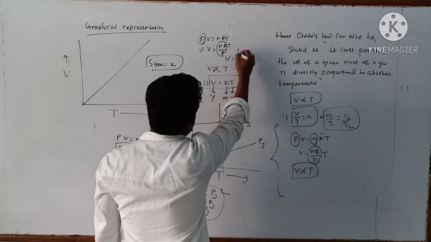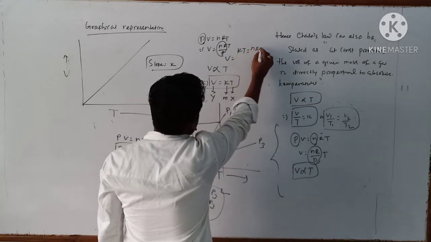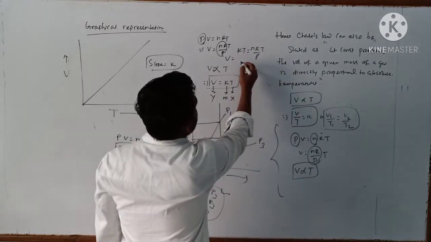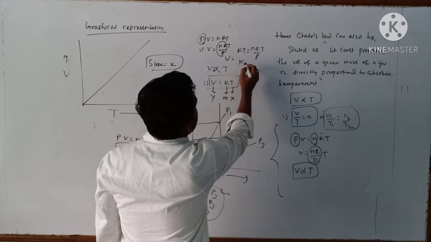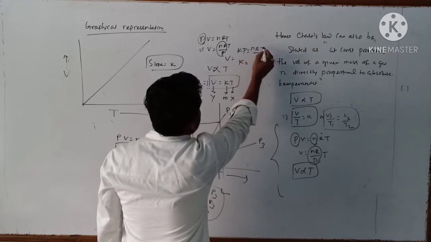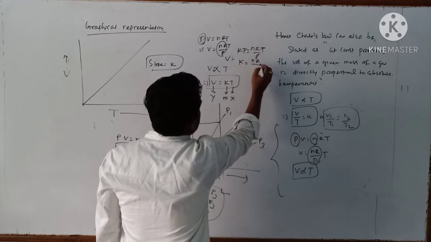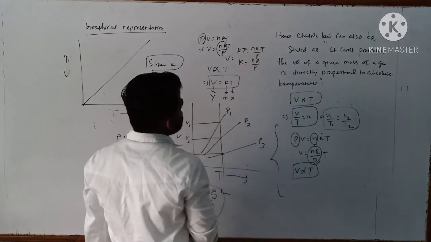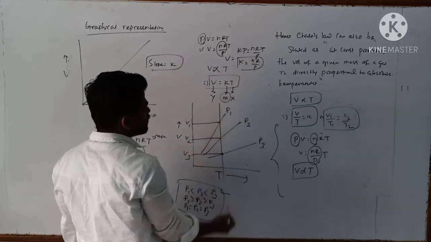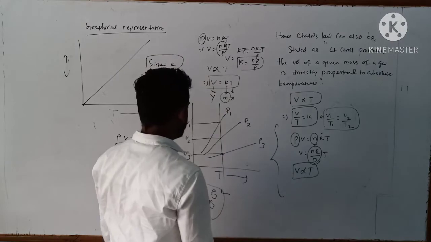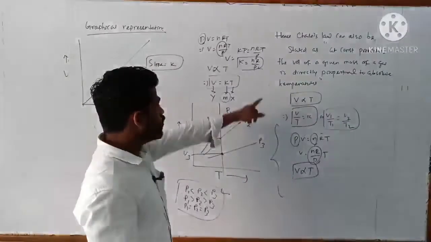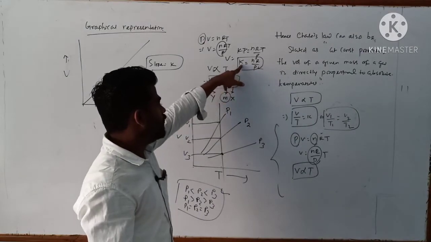So I write KT is equal to nRT by P. Okay, so K is equal to, T gets cancelled, nR upon P. So this K is our slope. You see V is equal to KT, this K is slope. So slope and pressure are inversely related. So more the pressure, slope will be lesser.